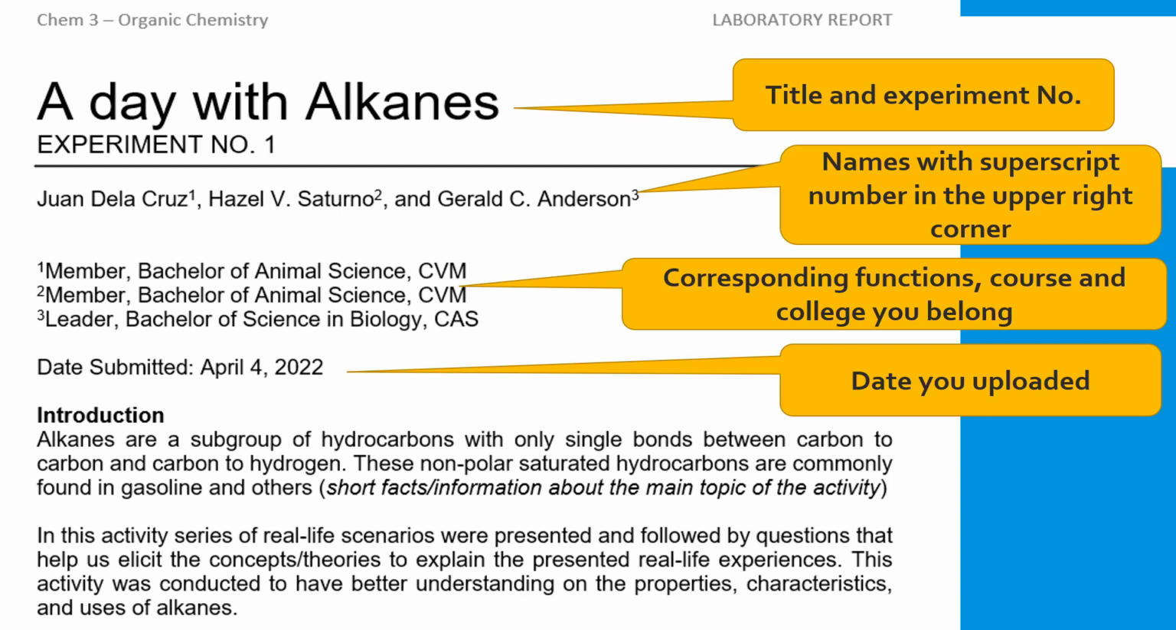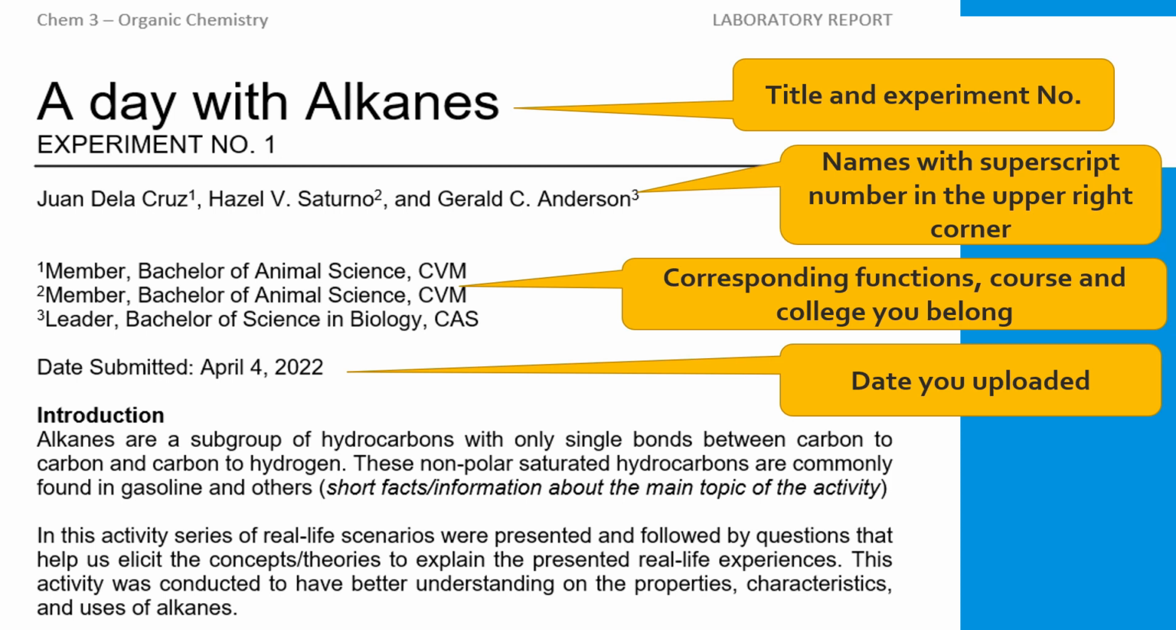And then below there, the corresponding number would have member, bachelor course, and then which college. Number 2, Hazel, she is a member with this course, and she is from CBM. Then number 3, Anderson, he is the leader with this course. So this contains information about you, the students who wrote this lab report. And then you will also put here when you submitted, the date submitted, or the date you will upload it to our MS Teams. Then, I will also note the date I received it, in case you put a different date but I received it on another date, so I will also do it.